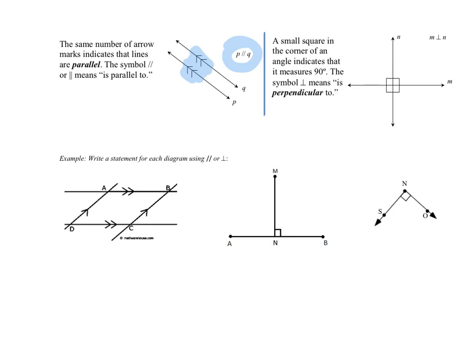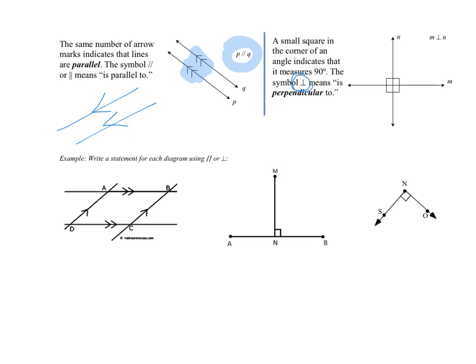Again, like the other marks we've seen, you could see just single marks, like those single little marks. You might see triple, you could see more than that, but it's the same number of them on each line to show that they are parallel. All right, the second one, a small square in the corner of an angle indicates that it measures 90 degrees.